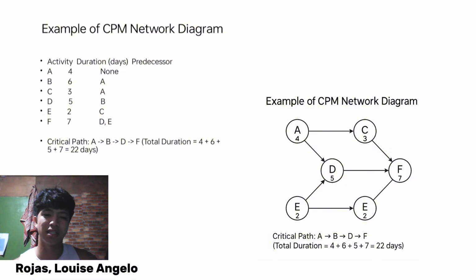takes only 16 days and has slack, meaning delays in this path won't impact the final deadline unless they exceed the slack time. By highlighting the critical path, this method enables project managers to focus their attention on the most time-sensitive tasks, optimize resource allocation, and ensure timely project delivery.